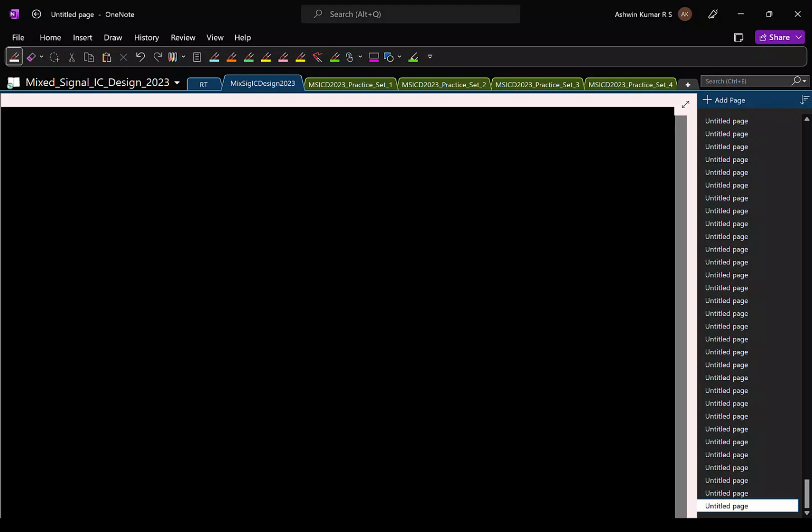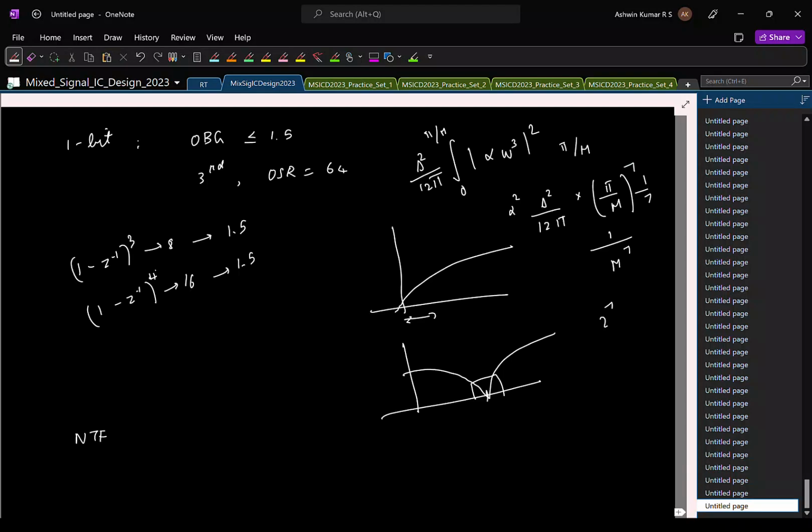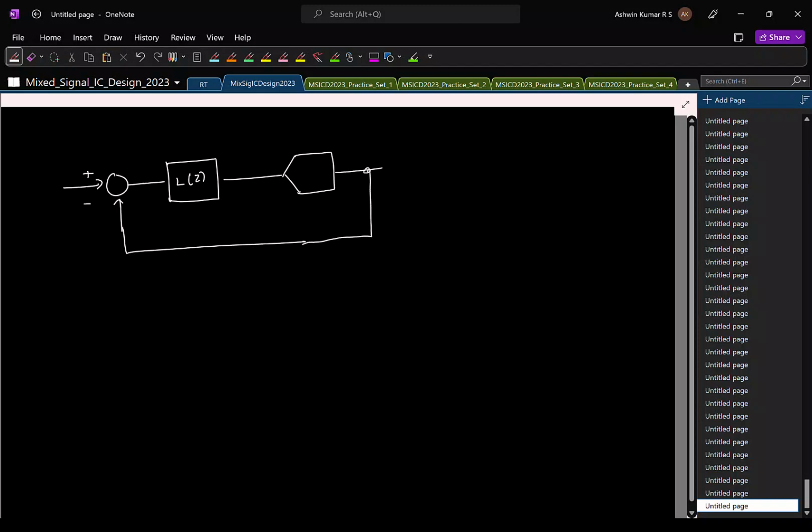So now we have gotten what your NTF is. Once you have the NTF, the next thing is to go and design the loop filter. Let's quickly see what will happen. Let me draw this. Again, what is NTF in terms of the loop filter? 1 by 1 plus L of Z, right? So what is L of Z in terms of NTF?